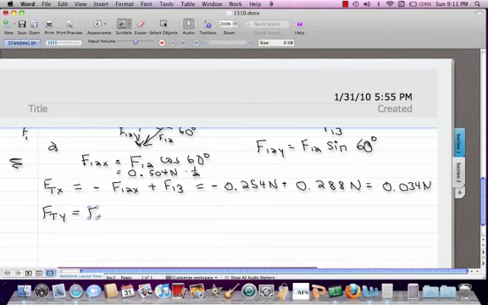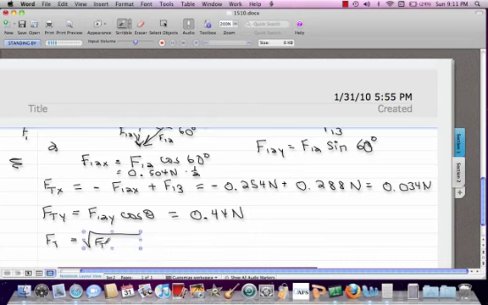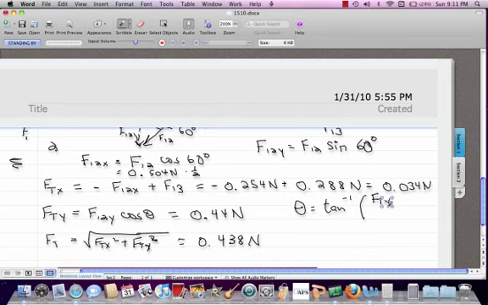Now FTy is just F12y, which is F12 times sine theta, and that equals 0.44 newtons. So now we have our FTx and our FTy. To find the magnitude, FT is equal to the square root of FTx squared plus FTy squared, and we find that this is equal to 0.438 newtons. To find the angle, theta is equal to tangent inverse of FTy over FTx, and we find that theta is equal to 85 degrees.